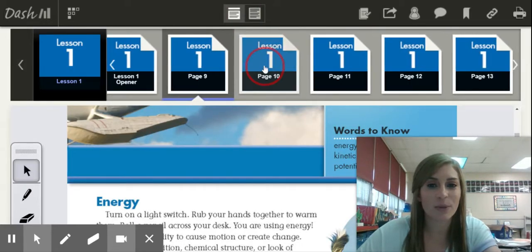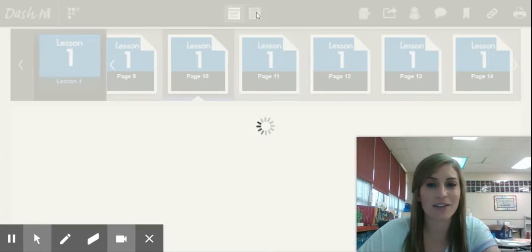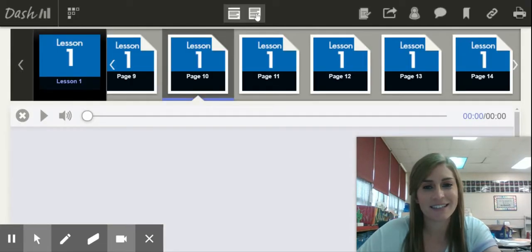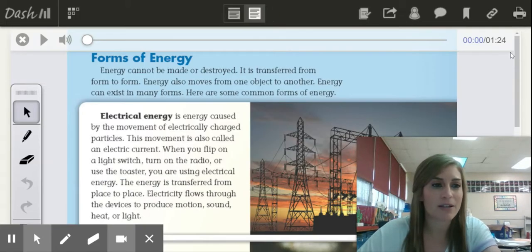All right, let's look at this next page. It's kind of crazy seeing your book up here on the screen, isn't it, instead of in front of you on your desk? Hopefully we can have them in front of us soon.